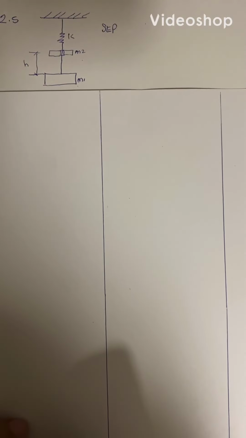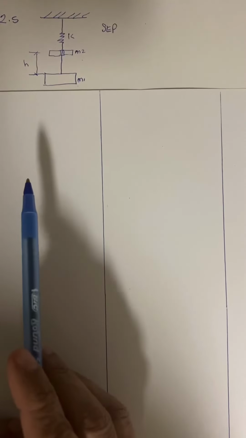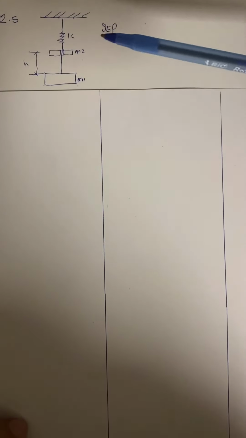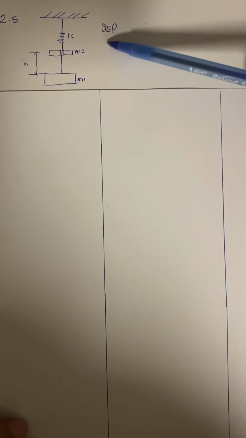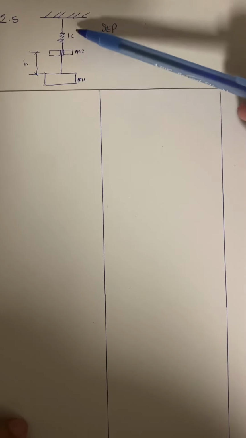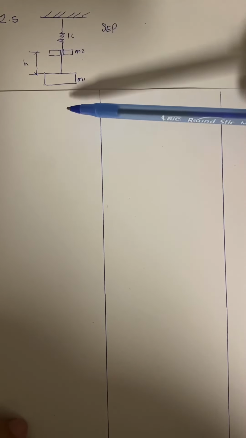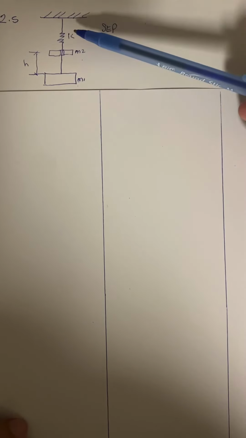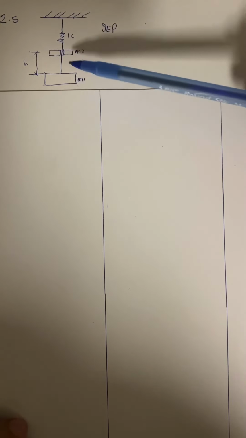In this video, we're going to find the equation of motion of the following system, and we're going to find also the solution to that equation of motion, as illustrated in figure 2.5. So this system initially is in static equilibrium. Mass 2 is hanging there, but it's not exerting any forces between the spring and mass 1.